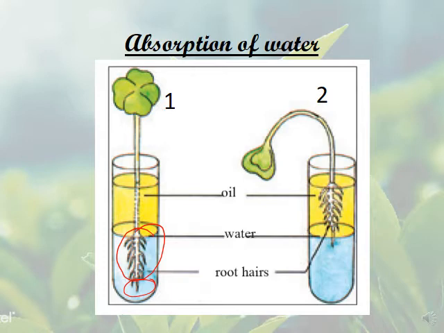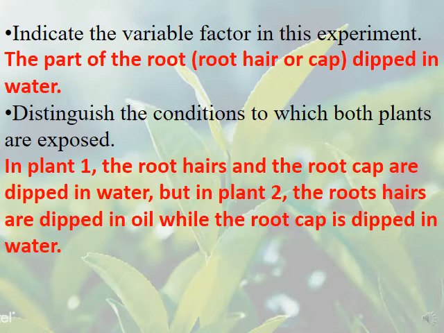The plant grows normally. However, when the root hairs are in the oil and the root cap in water, it withers and dies. Here, the variable factor between these two experiments or two tubes is the part of the root, whether the root hair or the root cap is dipped in water. In plant 1, the root hairs and the root cap, both of them, are dipped in water. However, in plant 2, the root hairs are dipped in oil, while the root cap is dipped in water.